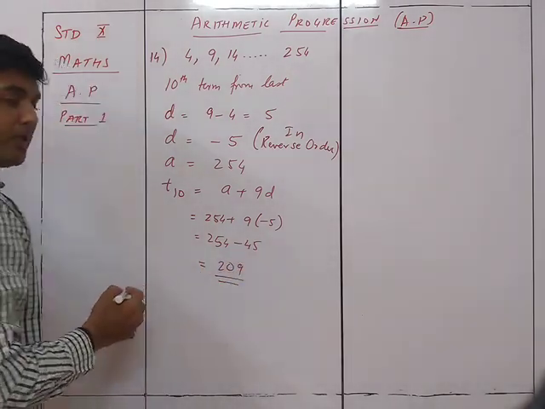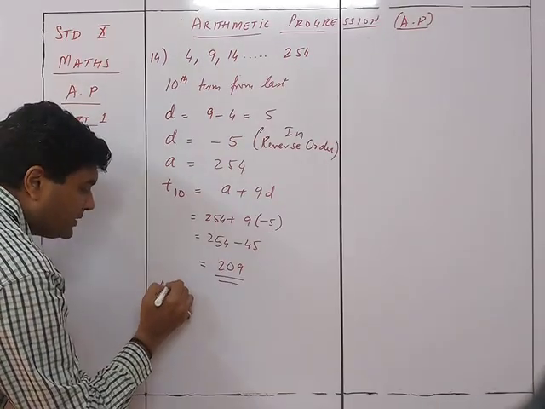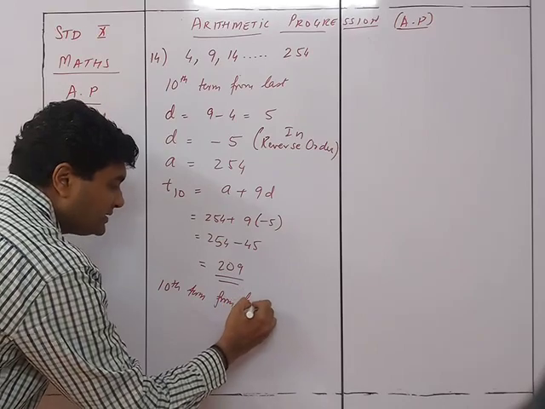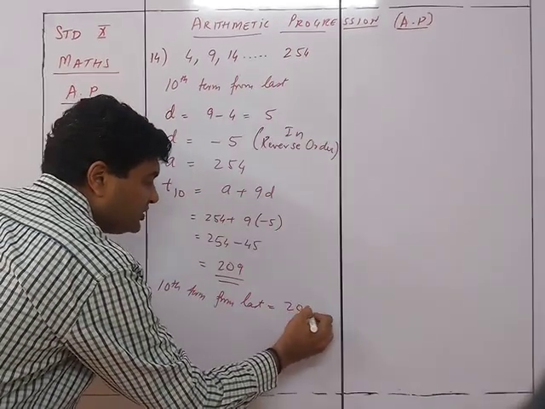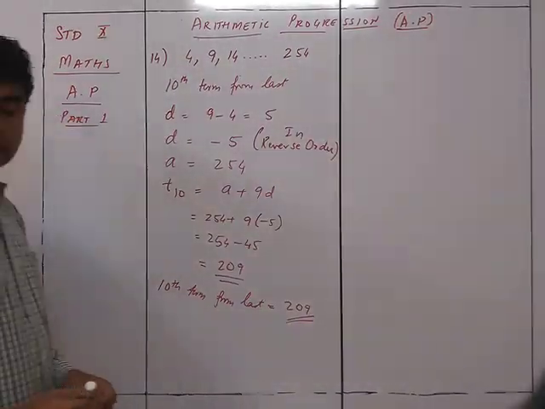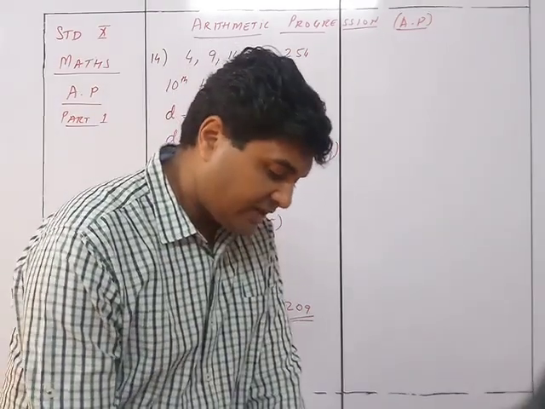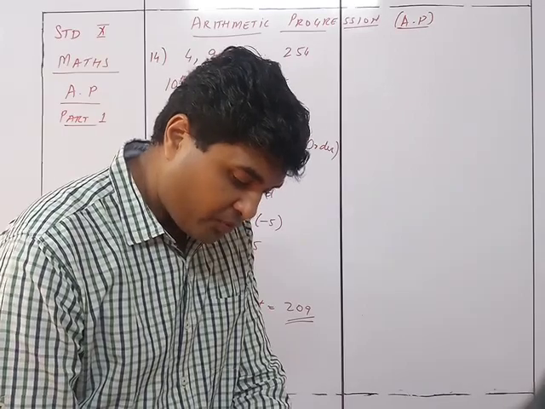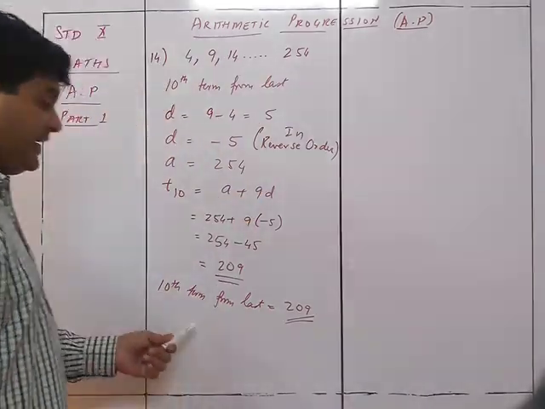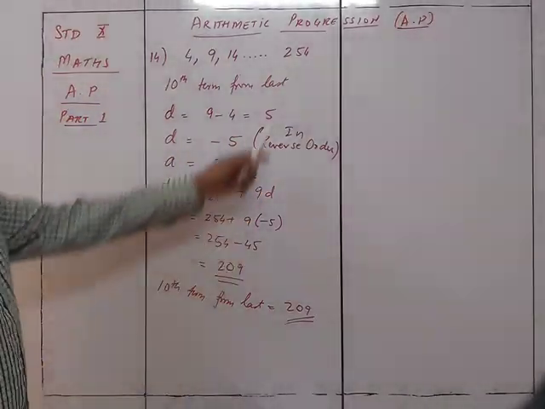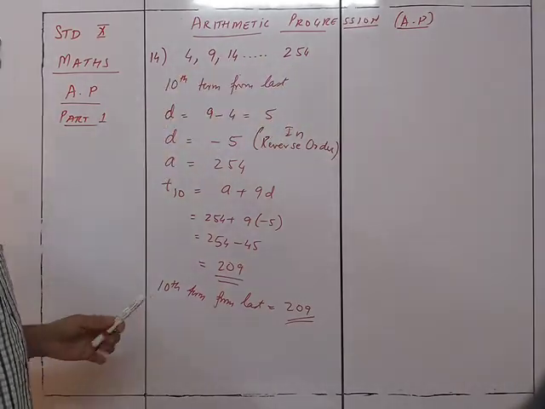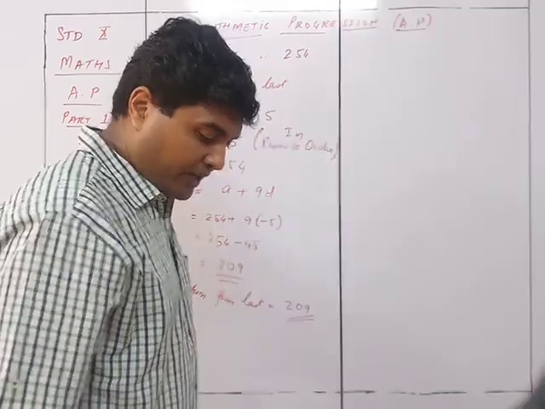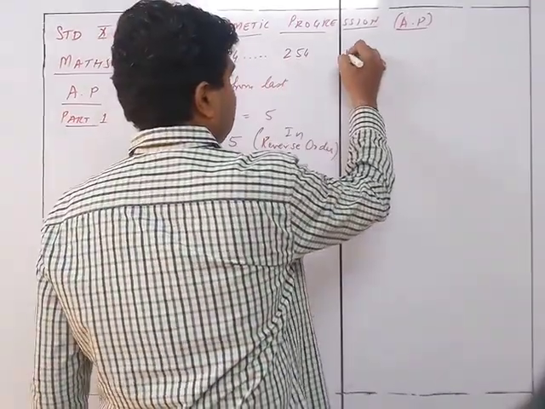So the 10th term from last is equal to 209. Understood? We'll also cross check the answer so that there is no confusion later on. The answer to sum number 14 is 209. Yes, so it's much easier rather than trying to find out this value and then subtracting and so on. Okay, so this was sum number 14. We now move on to sum number 16.